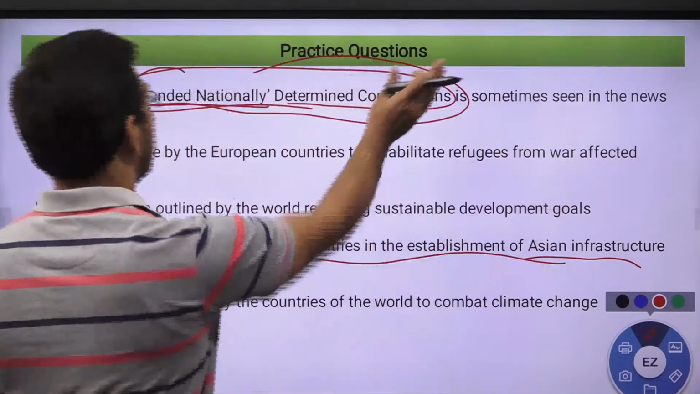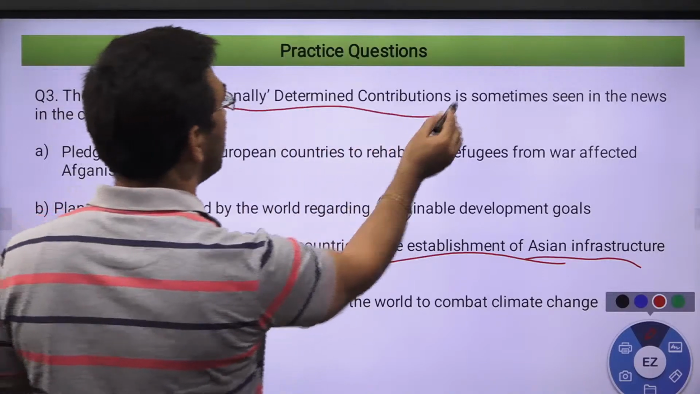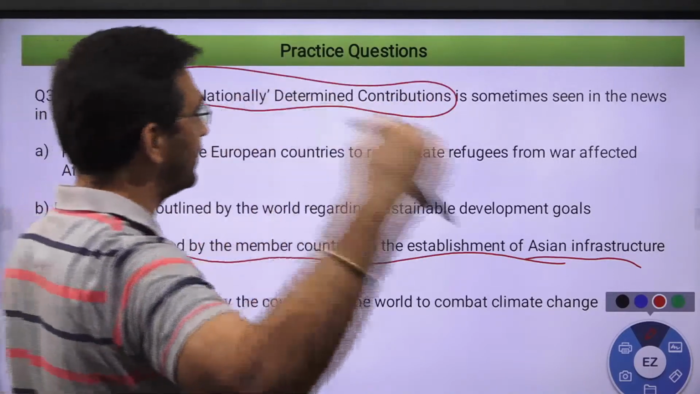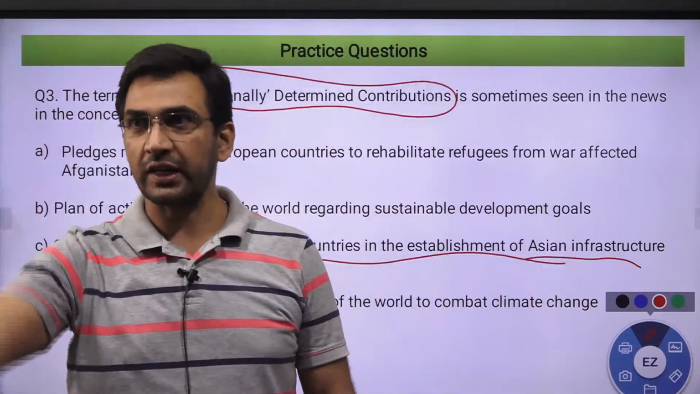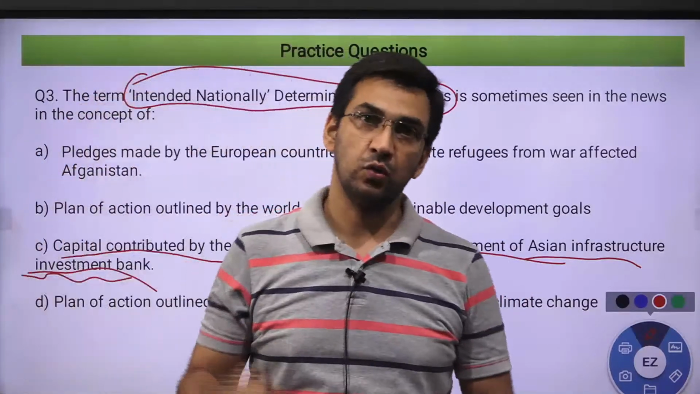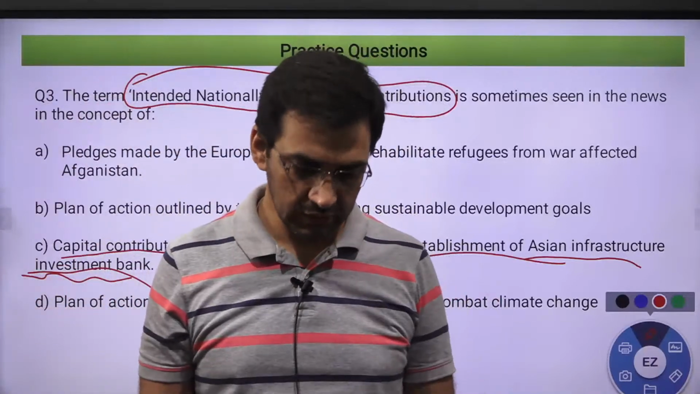That term has been used, we call it intended nationally determined contribution: what you have determined nationally, how much you can contribute towards the efforts to restrict the change in temperature to well below 2 degrees Celsius by the end of this century. This is how the scheme of things is.